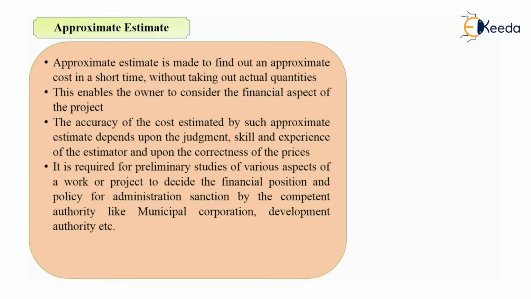We will see this concept in the next videos, but remember one thing, administrative sanction is made by competent authorities like municipal corporation or any development authorities. So administrative sanction, this concept we will see in our next videos. But remember this, administrative sanction or technical sanction, technical approval, you can get from the competent authority. So simply in short, approximate estimate is a procedure to find out the approximate cost of a building or a structure in a short time without taking the actual quantities.